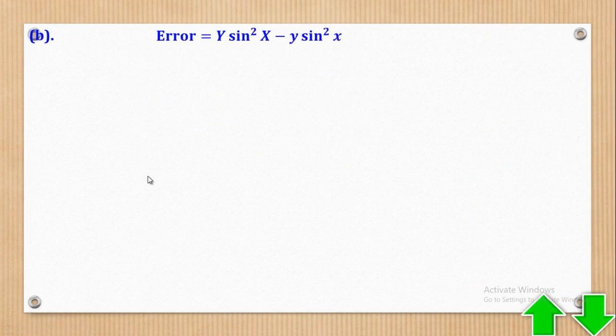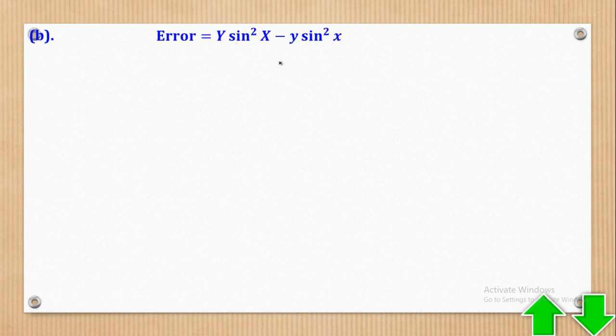First of all, you have to find out which one is the approximate and which one is the exact. In this case, the approximate are the lowercase letters, therefore the exact will be the uppercase letters. And remember, the definition of error says that error is equal to exact minus approximate. So we shall say that error is equal to capital Y sine squared capital X minus y sine squared x.